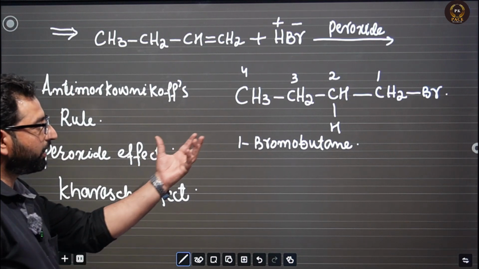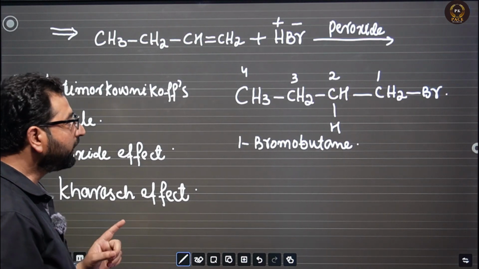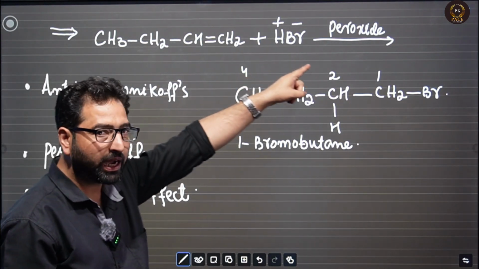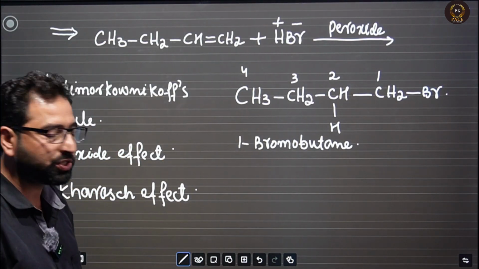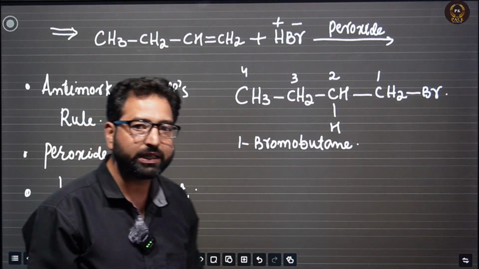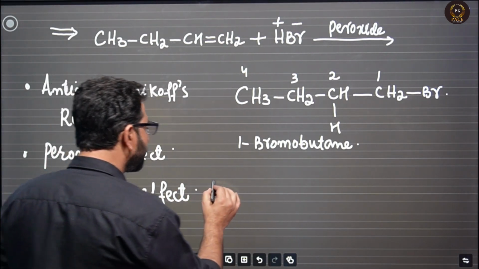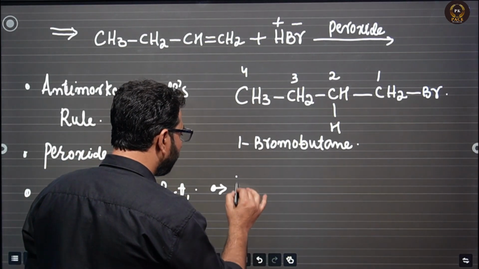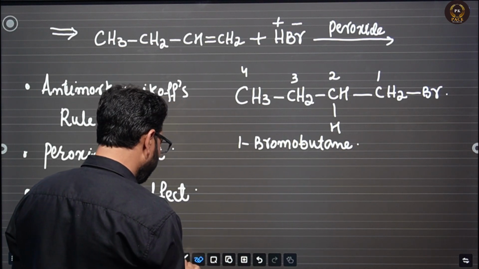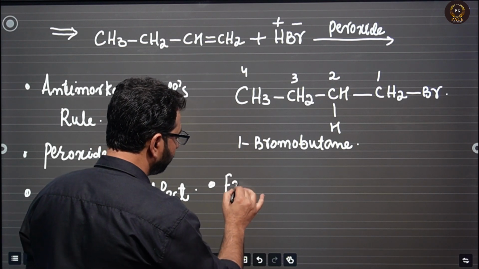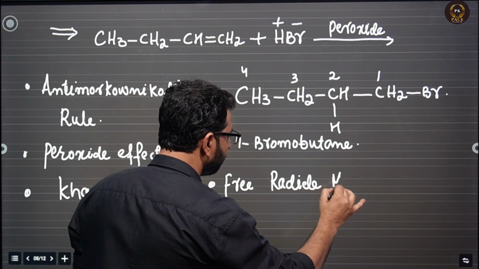Sir, it is opposed to Markovnikov's rule, that's why we call it anti-Markovnikov. Yes, sir, this effect is due to the peroxide, that's why we call it the peroxide effect. And this effect was first stated by Kharasch, and that's why we call it the Kharasch effect. Okay, beta, clear? Now this mechanism is due to free radical reaction. Here the mechanism is a free radical mechanism.